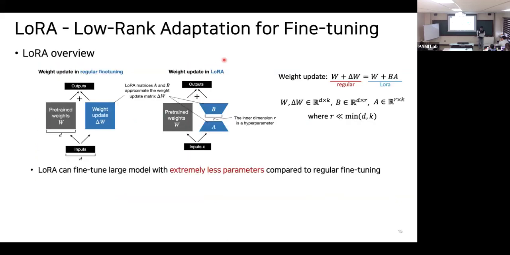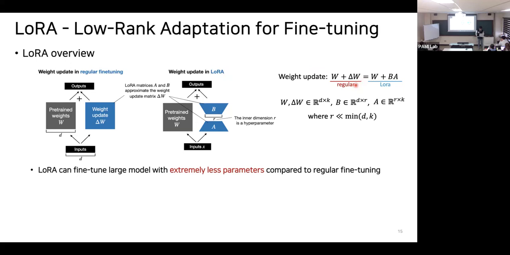And this is LoRA, a method for fine-tuning the LDM, latent diffusion model. When we try to fine-tune the large model, we should update the weights like this using gradient descent. But when we fine-tune the large model, the number of parameters is really high. So LoRA proposed a low-rank approximation method for fine-tuning like this.